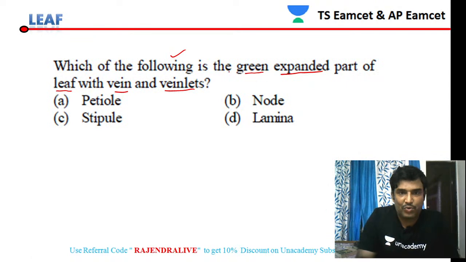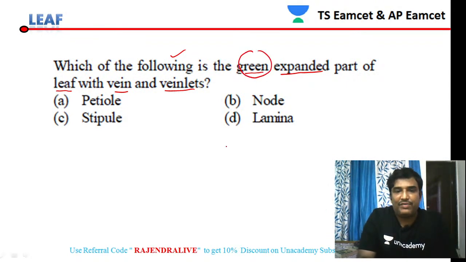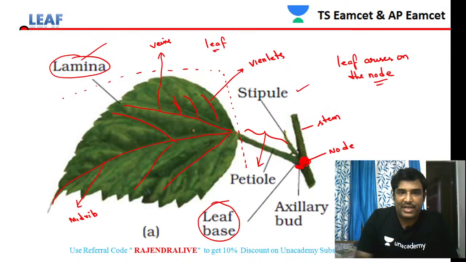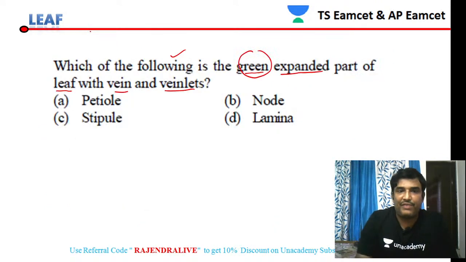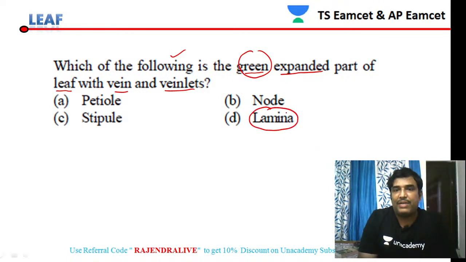Now let us come back to our question. Which of the following is the green expanded part of the leaf? The question is asking about the green expanded part. This is the green expanded part, which is called the lamina. So the green expanded part of the leaf is called the leaf lamina.